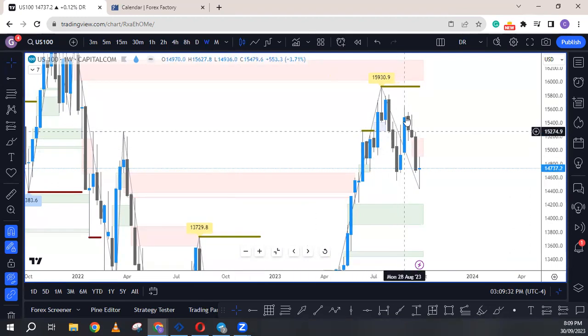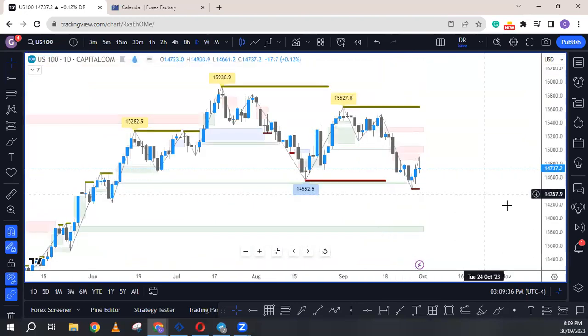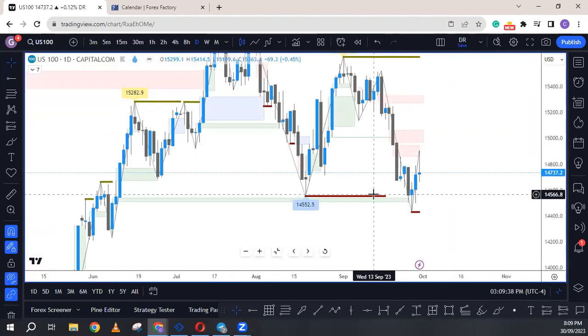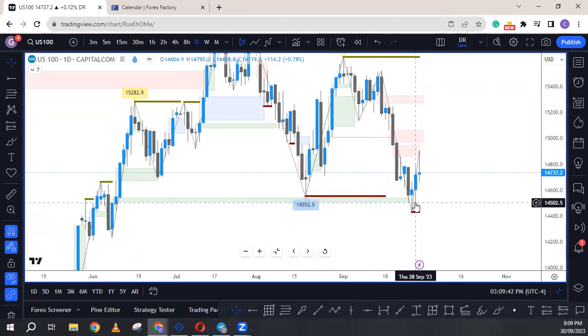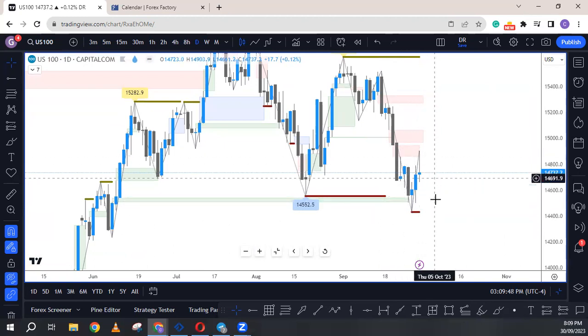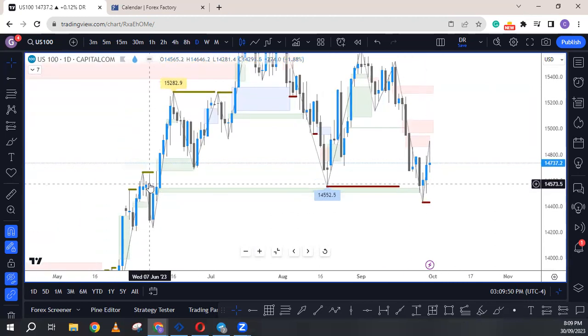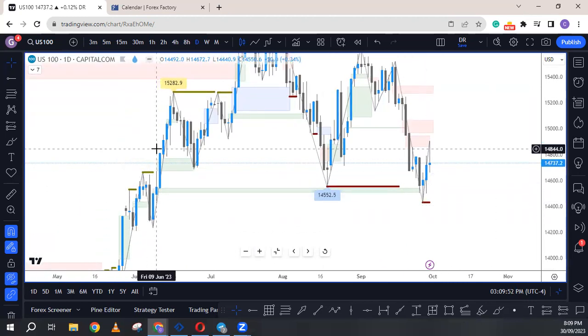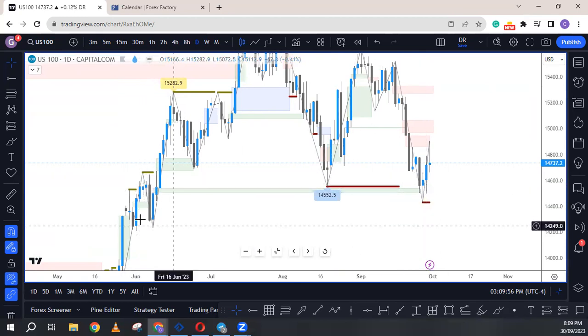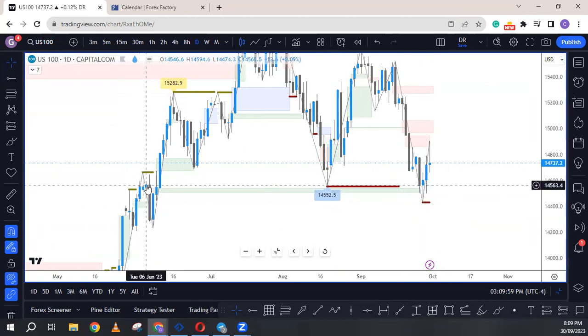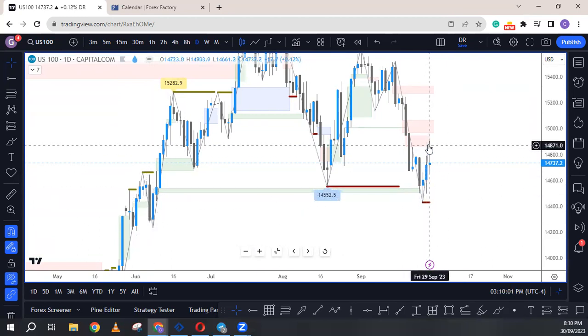order flow still seems to be a little bit tilted to the downside. If we look at this on the daily, we can see that liquidity below 14,552.5 has been swept, and we have a swing there, which points to the fact that we might see a little bit of a retracement. And if you look to the left, we have this down candle before the break of this swing high. So price is within a bullish order block, which has caused price to bounce.